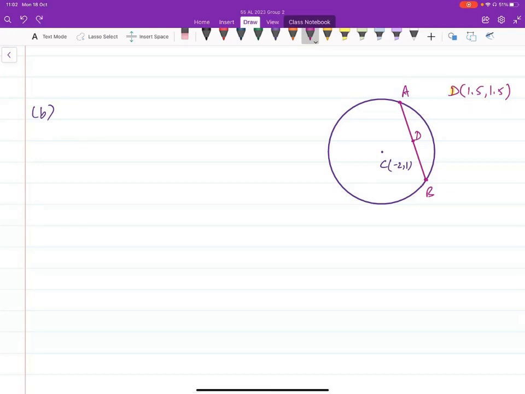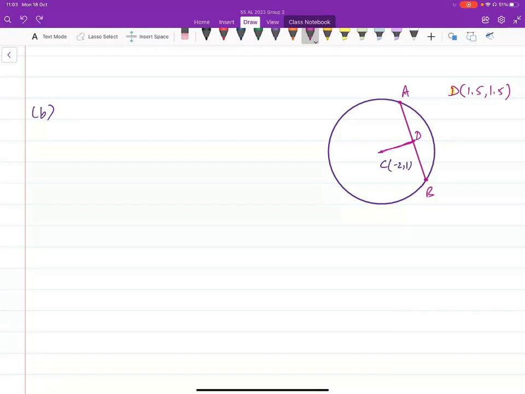How do we think about this? AB की equation कैसे आएगी? Any idea, anyone? We can find the gradient for CD, and then it will be perpendicular to AB, and then we can use the coordinates of D to find the equation. Okay, why would it be perpendicular? Because the radius makes an angle of 90 degrees with the chord in the circle. Is it radius? Is this radius? No.